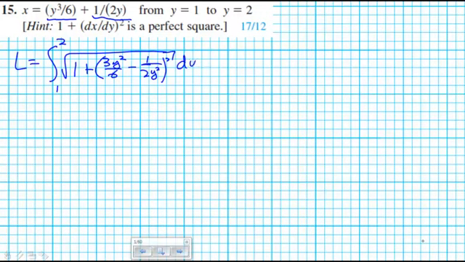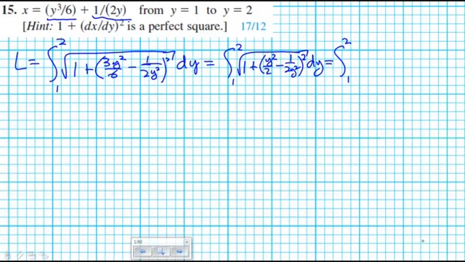Would you please check my algebra? I'm not sure I did that exactly right. Yeah, we can make the first term. So let's do that. 1 to 2 of the square root of 1 plus, and this is y squared over 2 minus 1 over 2y squared, and this thing is all that squared. All right? 1 to 2.